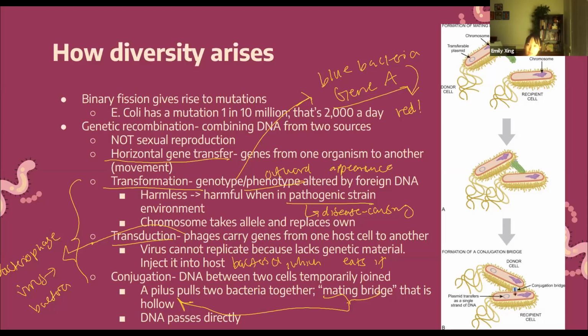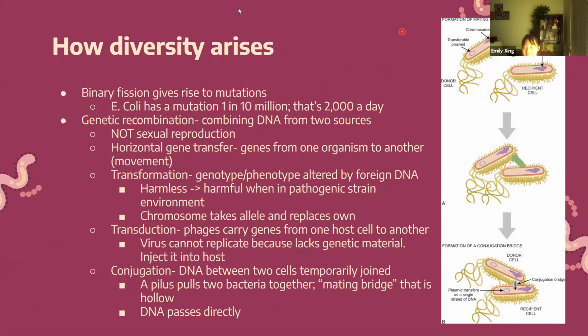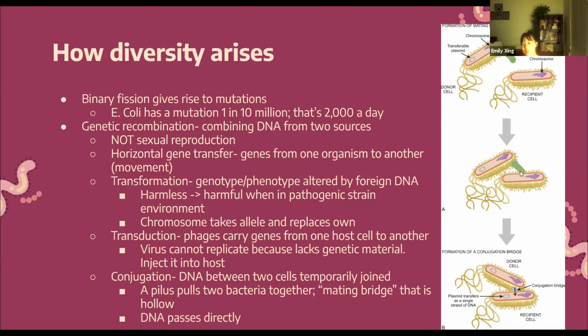So who can tell me what kind of horizontal gene transfer is on the right diagram? So is this transformation, transduction, or conjugation? Okay. It is conjugation because you have this bridge thing here, which looks like green corn, but yeah.